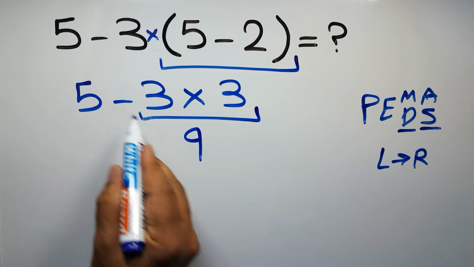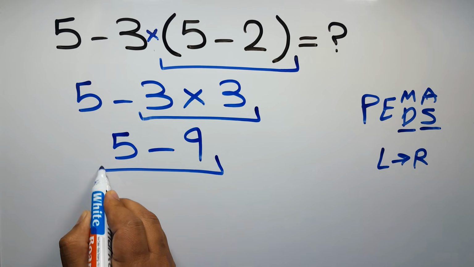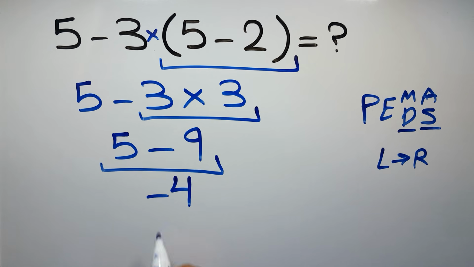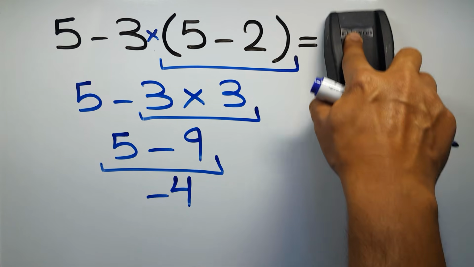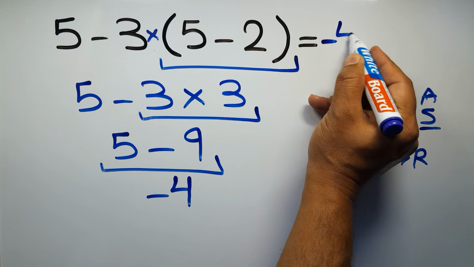So 5 minus 9, which gives us negative 4. And this is our final answer to this problem. The correct answer is negative 4.